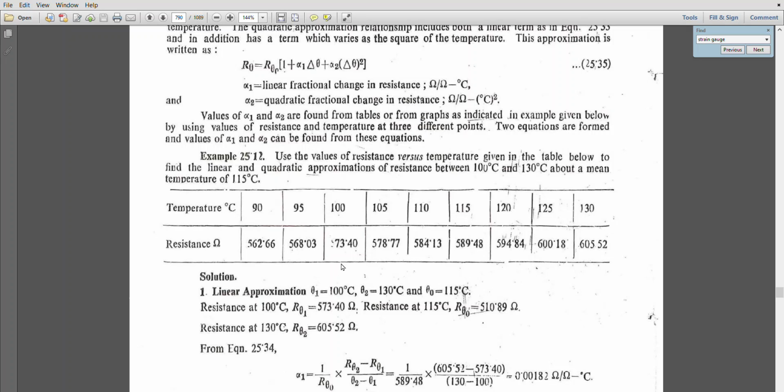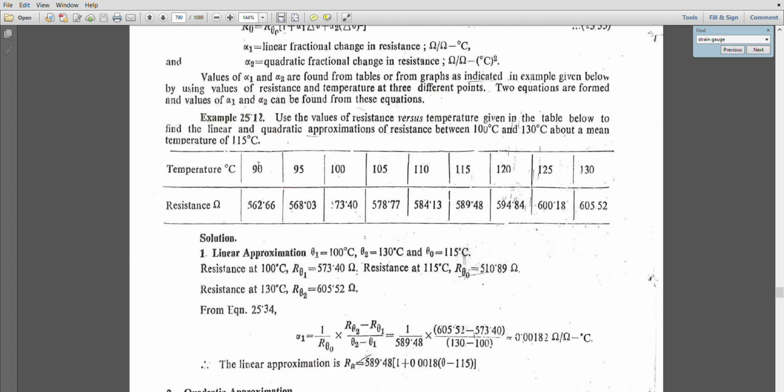when a set of temperatures and resistances are given. Here, for 90 degrees to 130 degrees, they are giving different resistance values, and they have very clearly told us to take a mean of 115 degrees. So what is the mean? You add these two values and divide by 2, you will get 115 degrees, and that is the value they have asked us to take. That value is the theta 0 value. Resistance at 100 degrees centigrade you need to find, that is 573.40. Similarly at 115, that is 589.48, and resistance at 130 degrees is 605.52.